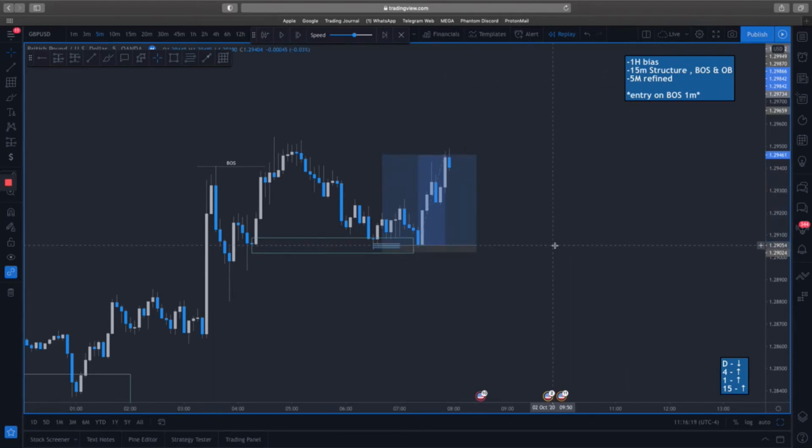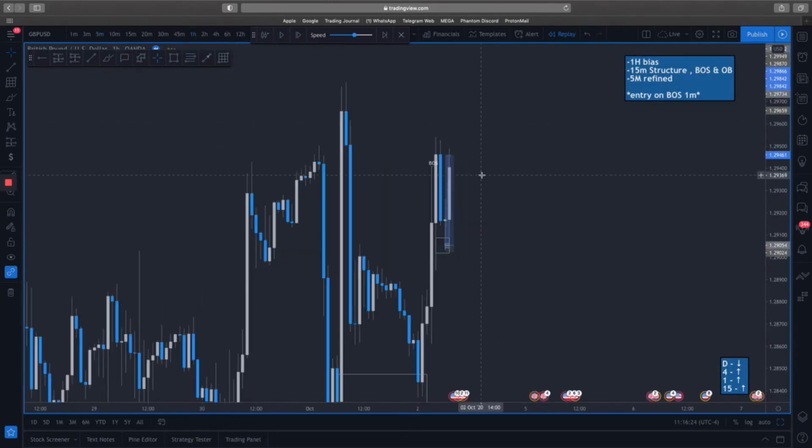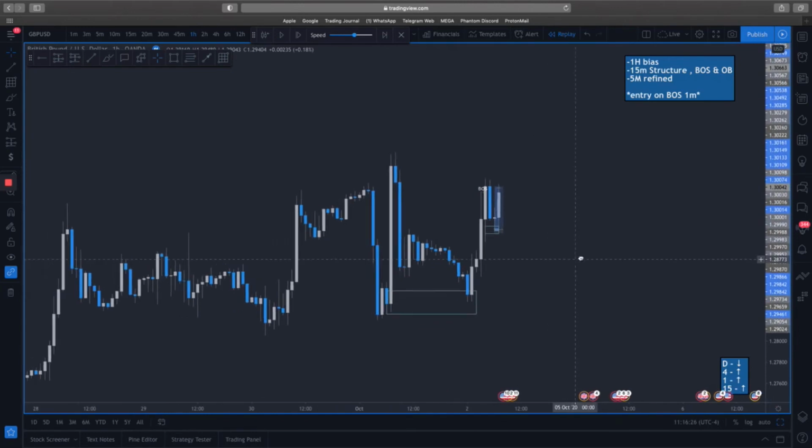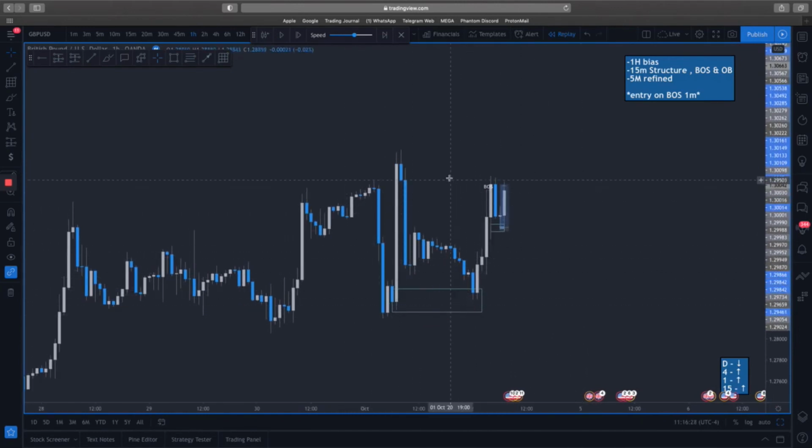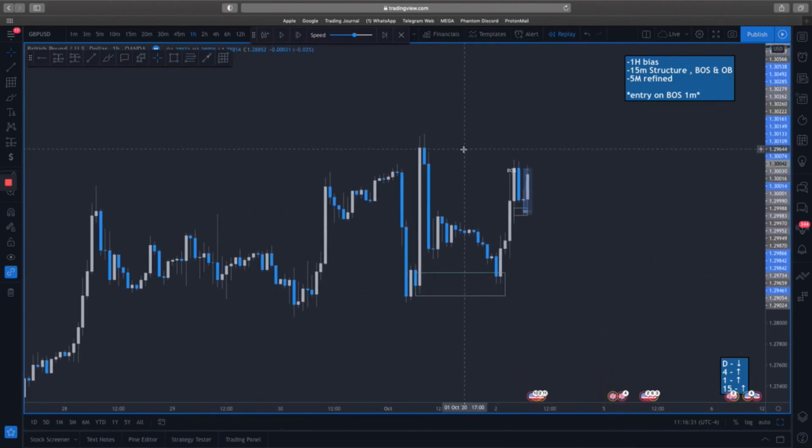Now, this looks pretty familiar now, doesn't it? So if we go out to the 1 hour, also from last week, we can see here on the 1 hour we have basically the same idea, right?